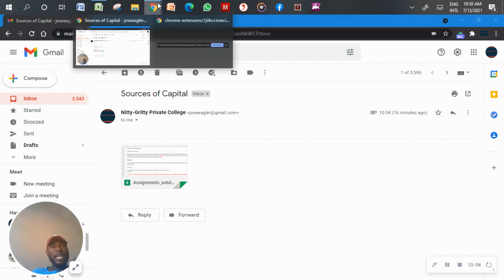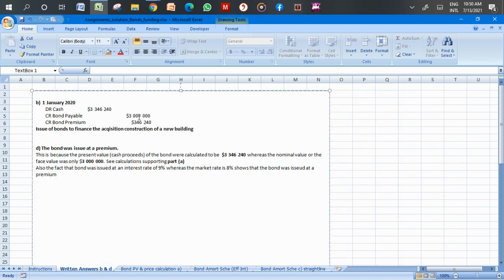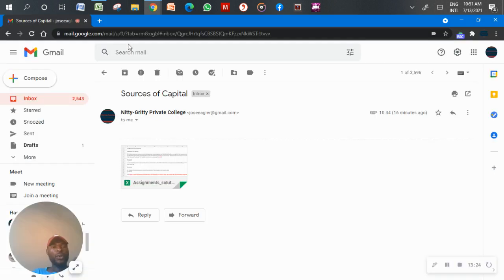But as you can see, I think I demonstrated it also from our journal here: the bond payable, the face value, is only 3 million, but we are receiving cash of 3,346,250. So of course we are receiving more than we should have received. So the balance is the premium. So that is the solution to that question.